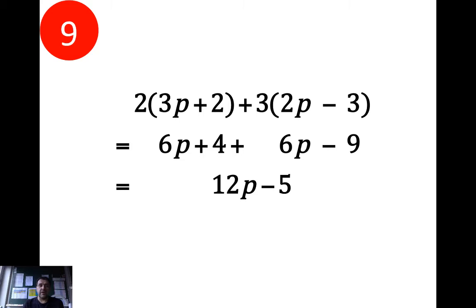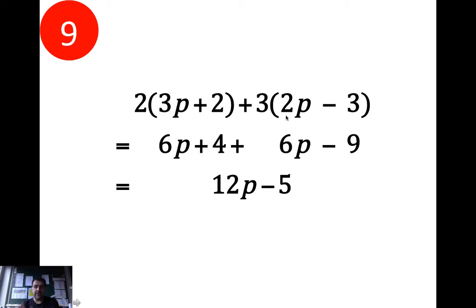This one's a bit like the last one. So it's 2 numbers multiplied by a bracket in separate expressions with a plus sign in between. So we need to do the multiplying first. So I'm going to start with 2 times 3p plus 2. And that's going to be 2 times everything in the bracket. 2 times 3p gives you 6p. 2 times 2 gives you 4.